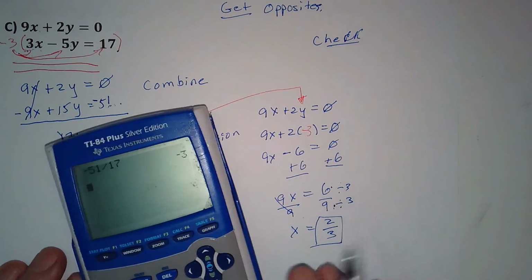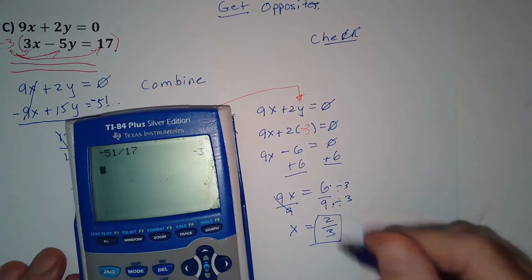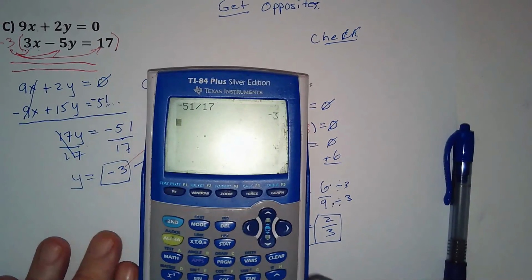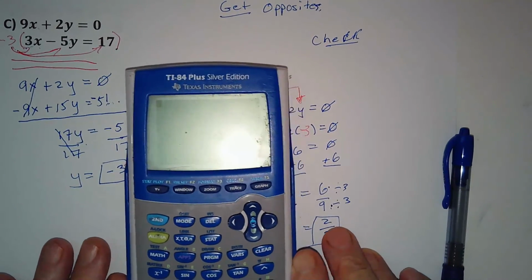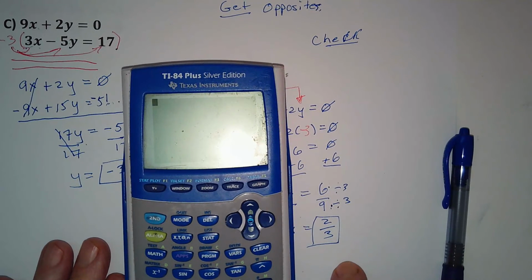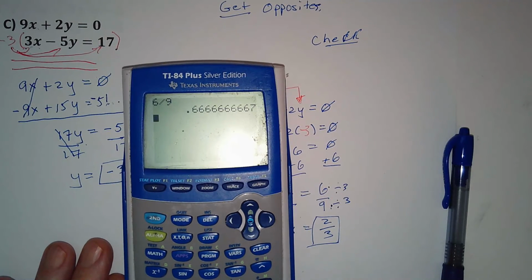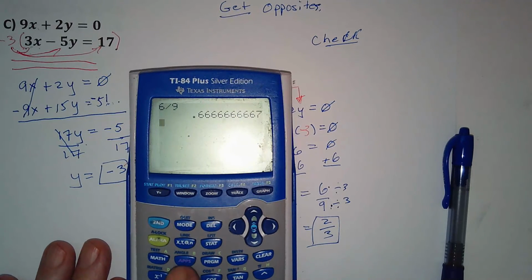Sometimes somebody can't do these fractions very well. If you have a graphing calculator like this TI, what you can do is take 6 divided by 9 and just literally divide it. 6 divided by 9, and you get this decimal.